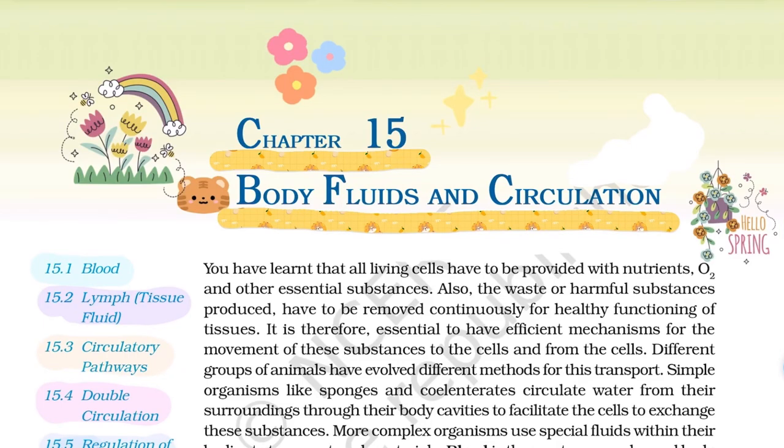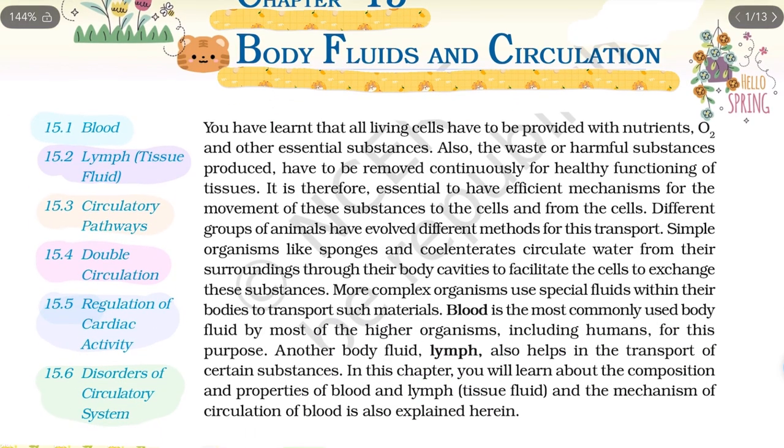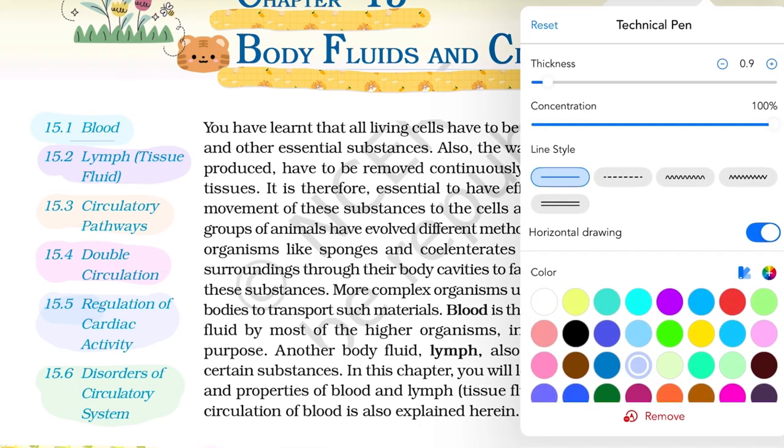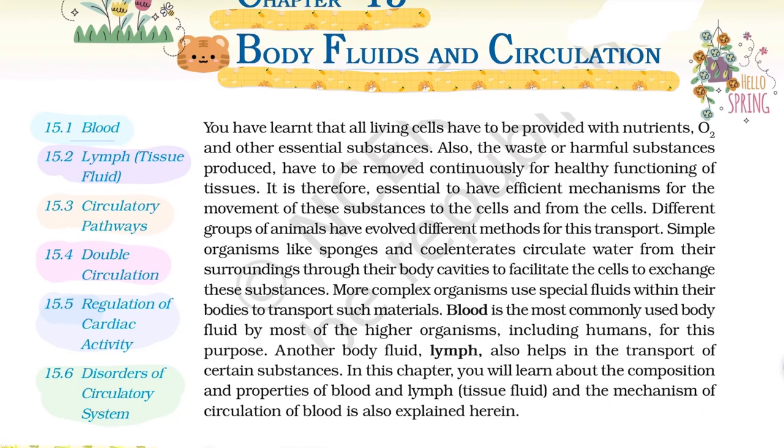So hello dear learners, in this video we are going to study chapter 15, Body Fluids and Circulation, of class 11th NCERT biology. In this chapter we will cover these six topics: first, blood; second, lymph and tissue fluid; third, circulatory pathways; double circulation; regulation of cardiac activity; and disorders of circulatory system. So here we will cover these topics.